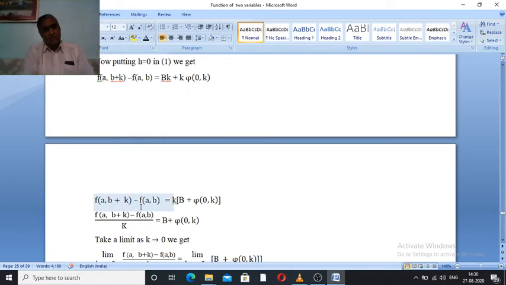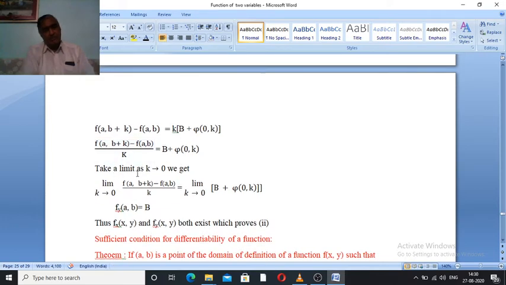f of a, b plus k minus f of a, b, here k is common, k into b plus psi 0k. f of a, b plus k minus f of a, b upon k is equal to b plus psi 0k. Take the limit as k tends to 0, we get limit k tends to 0, f of a, b plus k minus f of a, b upon k is equal to limit k tends to 0, b plus psi 0k. Here b is constant with respect to the limit, we write directly b here, and limit of psi 0k is 0. Therefore b plus 0 is b.